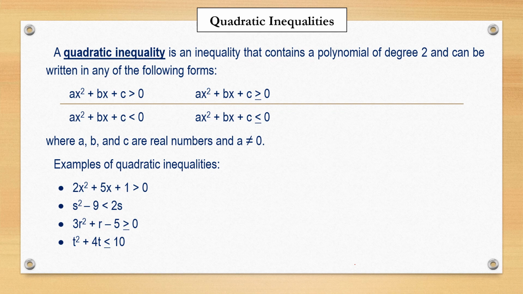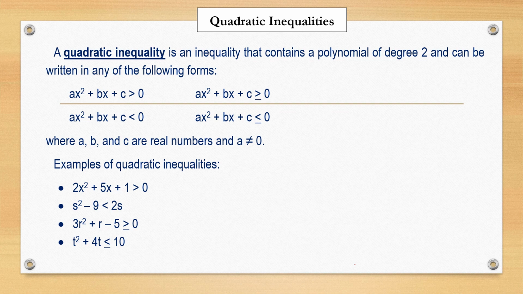A quadratic inequality is an inequality that contains a polynomial of degree 2 and can be written in any of the following forms. ax squared plus bx plus c is greater than 0. ax squared plus bx plus c is less than 0. ax squared plus bx plus c is greater than or equal to 0, and ax squared plus bx plus c is less than or equal to 0, where a, b, and c are real numbers and a is not equal to 0. Here are some examples of quadratic inequalities.